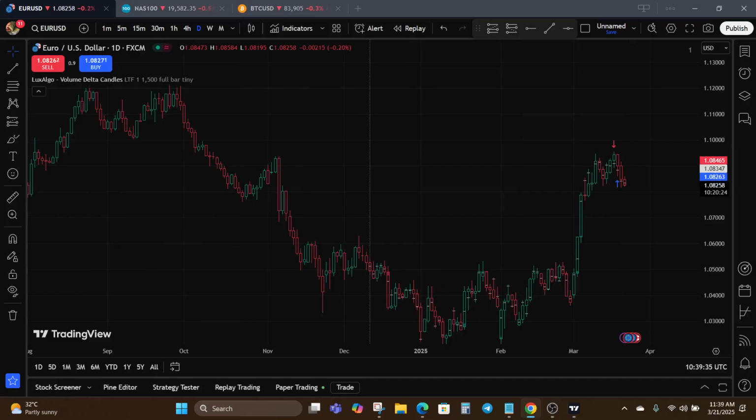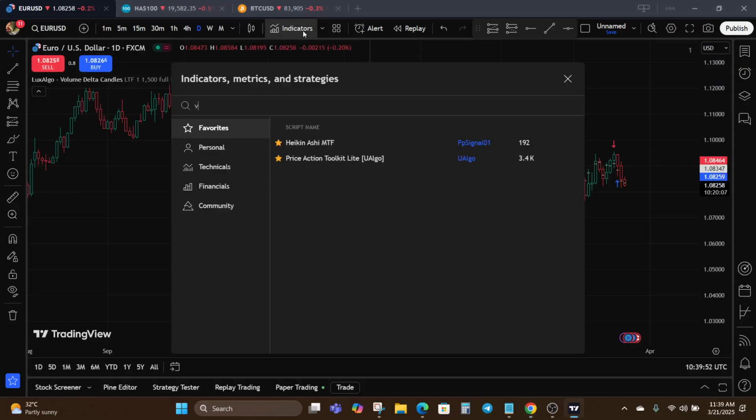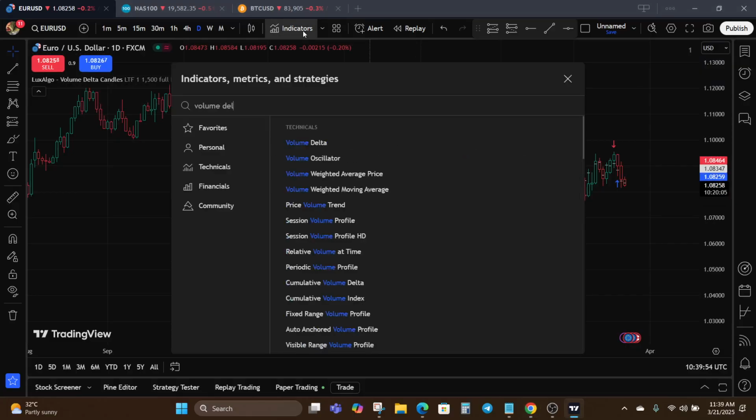So now, how do you read volume delta candles? Reading volume delta candles properly is key to unlocking their full potential. For the purpose of this video, we're just going to be adding another version of the volume delta candles. If you want to make use of this strategy, you should use it effectively.